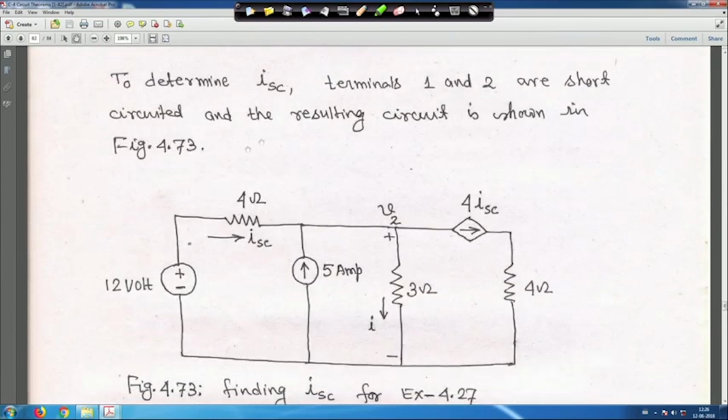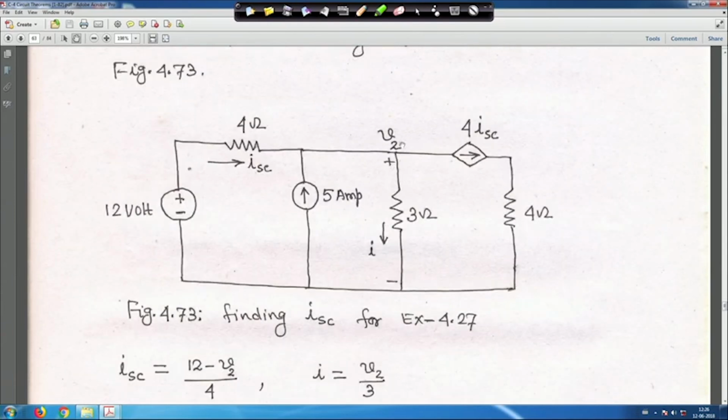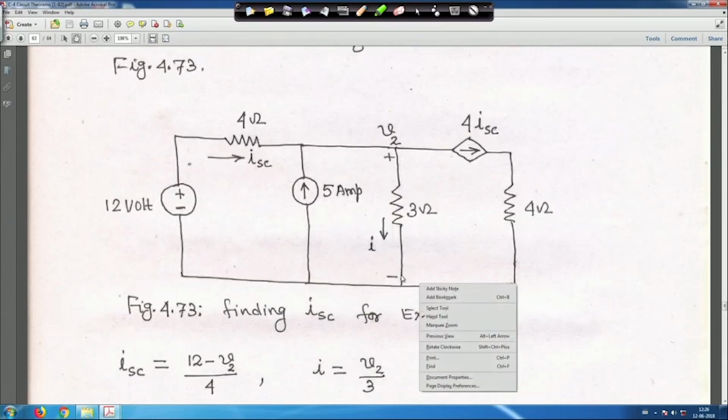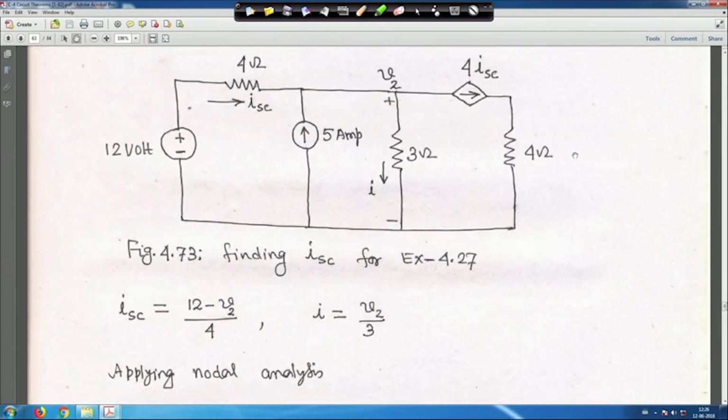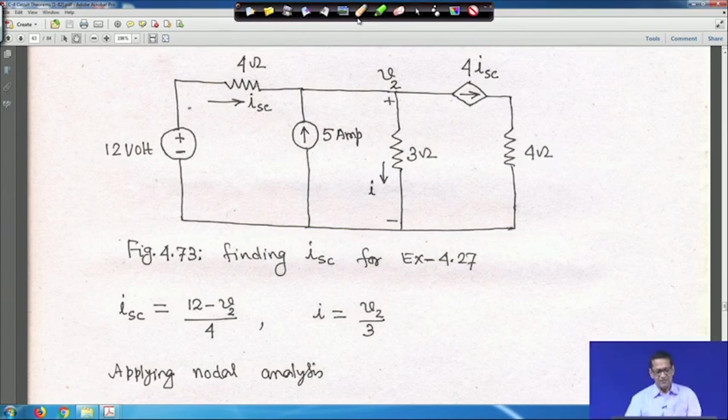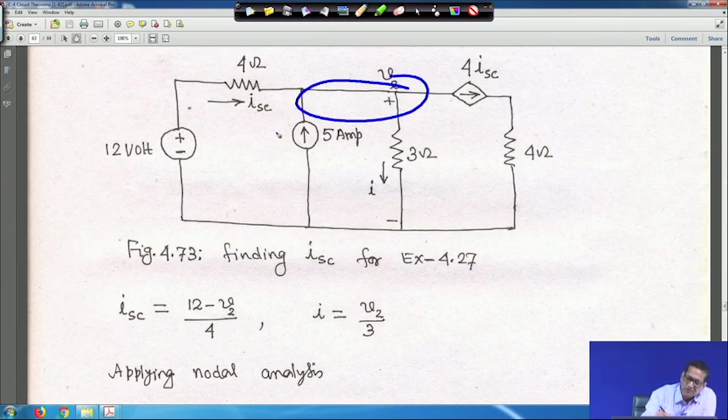This is shorted, and one voltage source is there, 12 volt, 5 ampere. As it is shorted, now things have changed. So this voltage is now say V2, with respect to the reference. Now, first you have to find out what is ISC, that this is a common terminal. So this voltage is V2 and this is your minus.